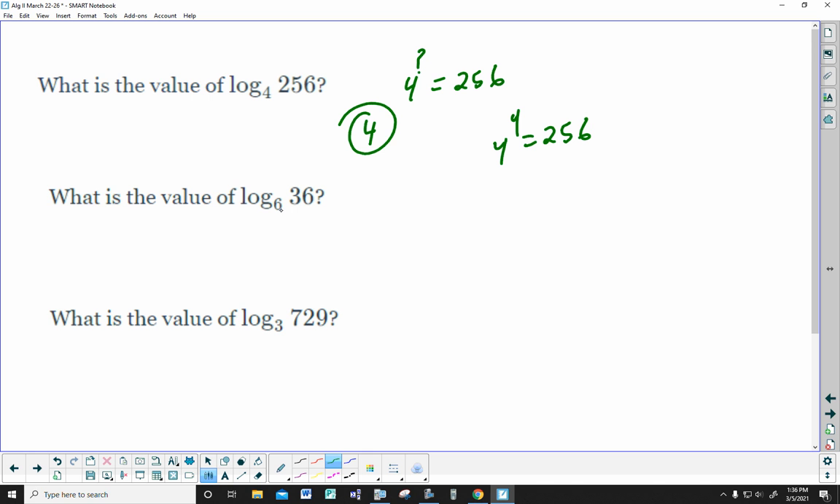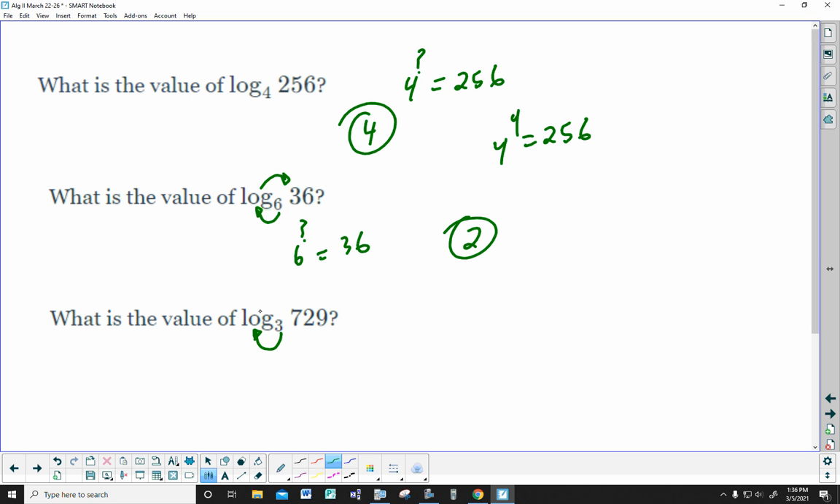Okay. Instead of saying log base 6 of 36, ask yourself, 6 to what power is 36? I'm reading it this way. 6 to what power is 36? Okay, the answer is 2.